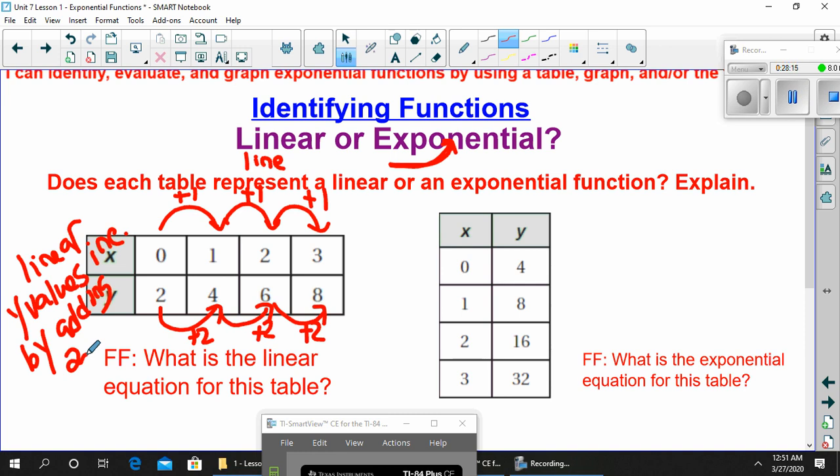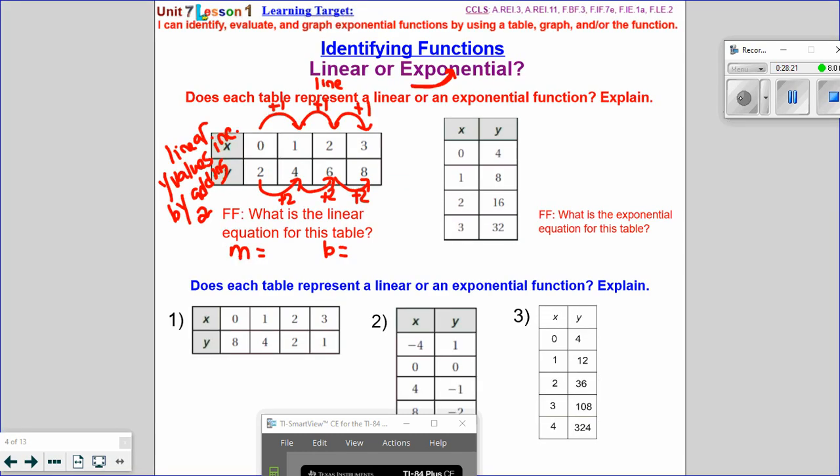And they're asking for, when it asks you, let's do the fast finisher, what is the linear equation for this table? Well, the equation is y equals mx plus b. That's the basic format for the equation of a line. You need the m and you need the b. You know that the b is 2 because that's the y-intercept, and when x is 0, the other number is the y-intercept.